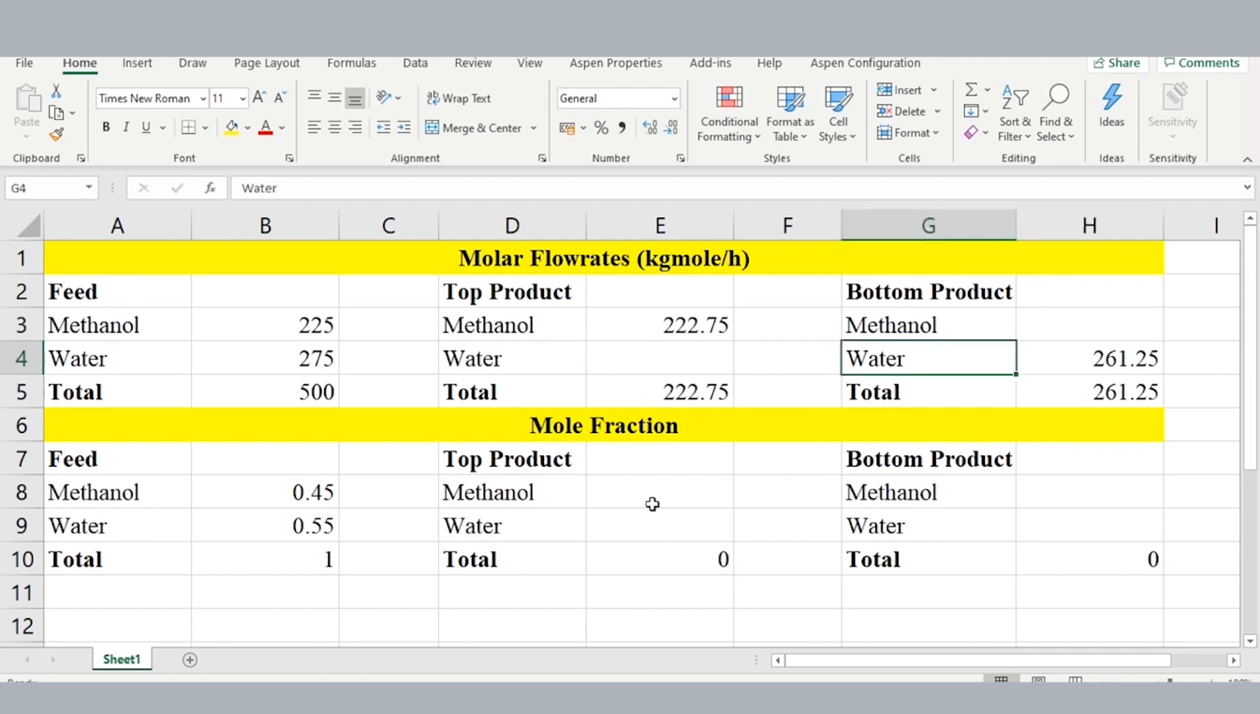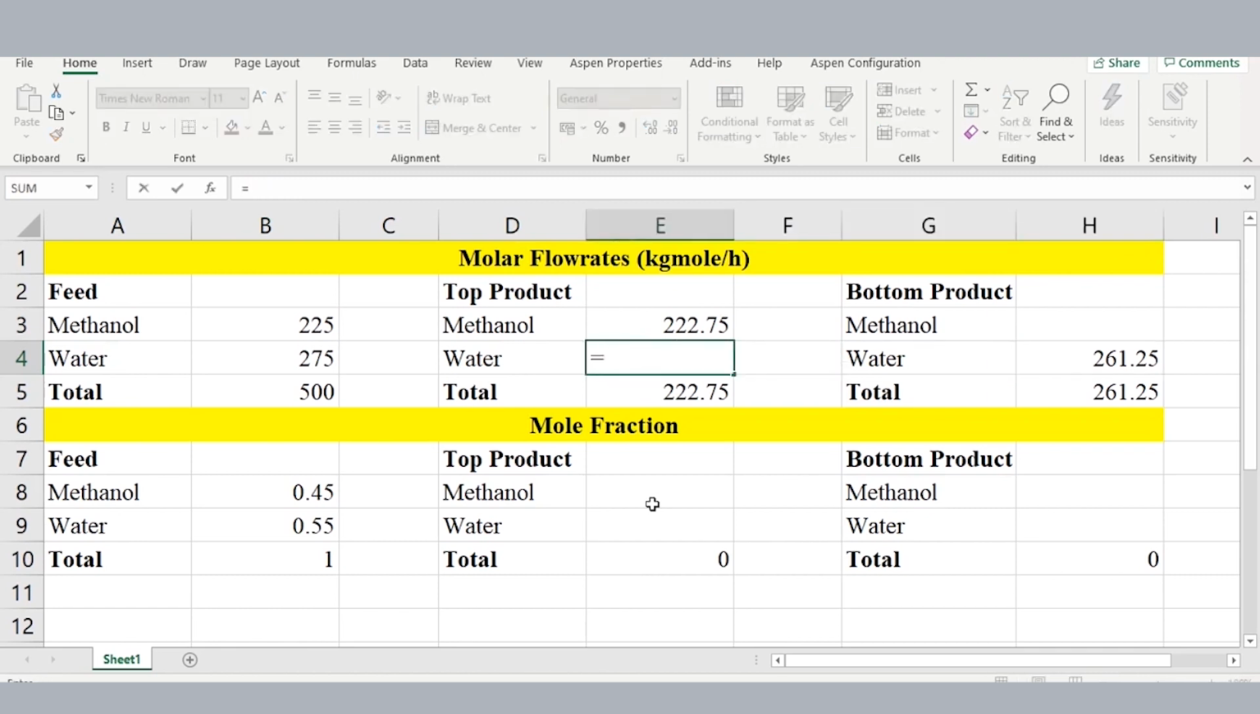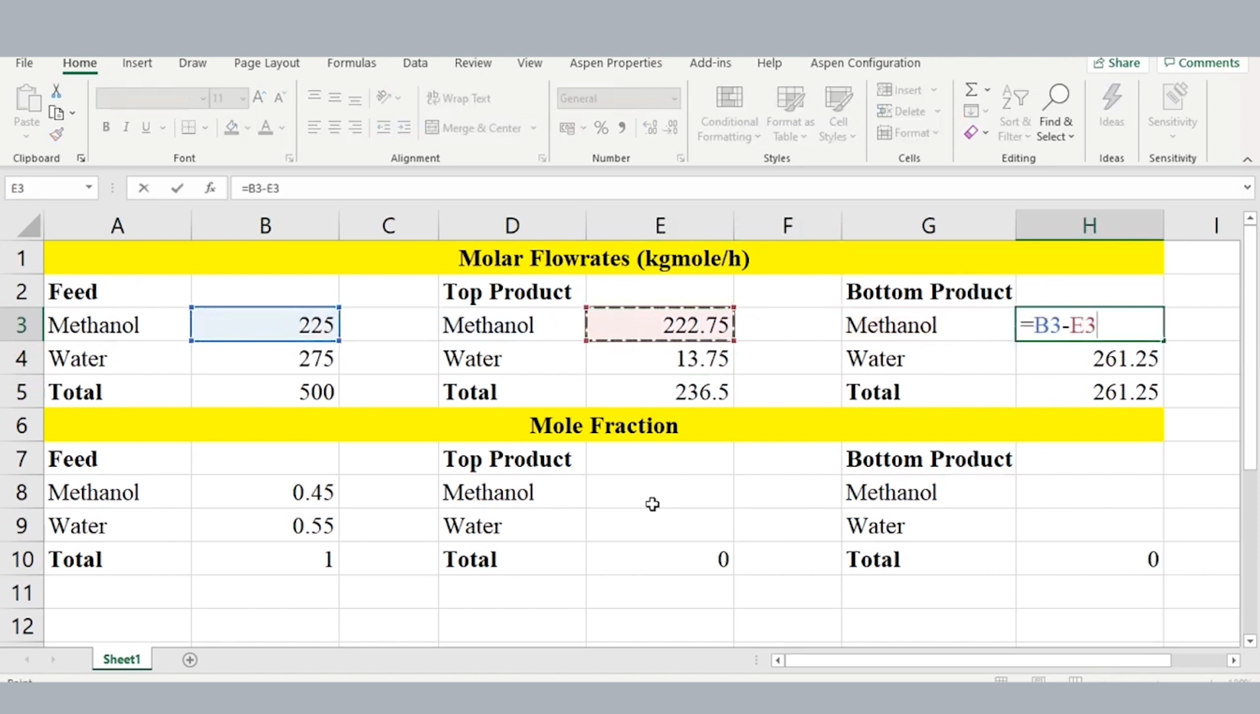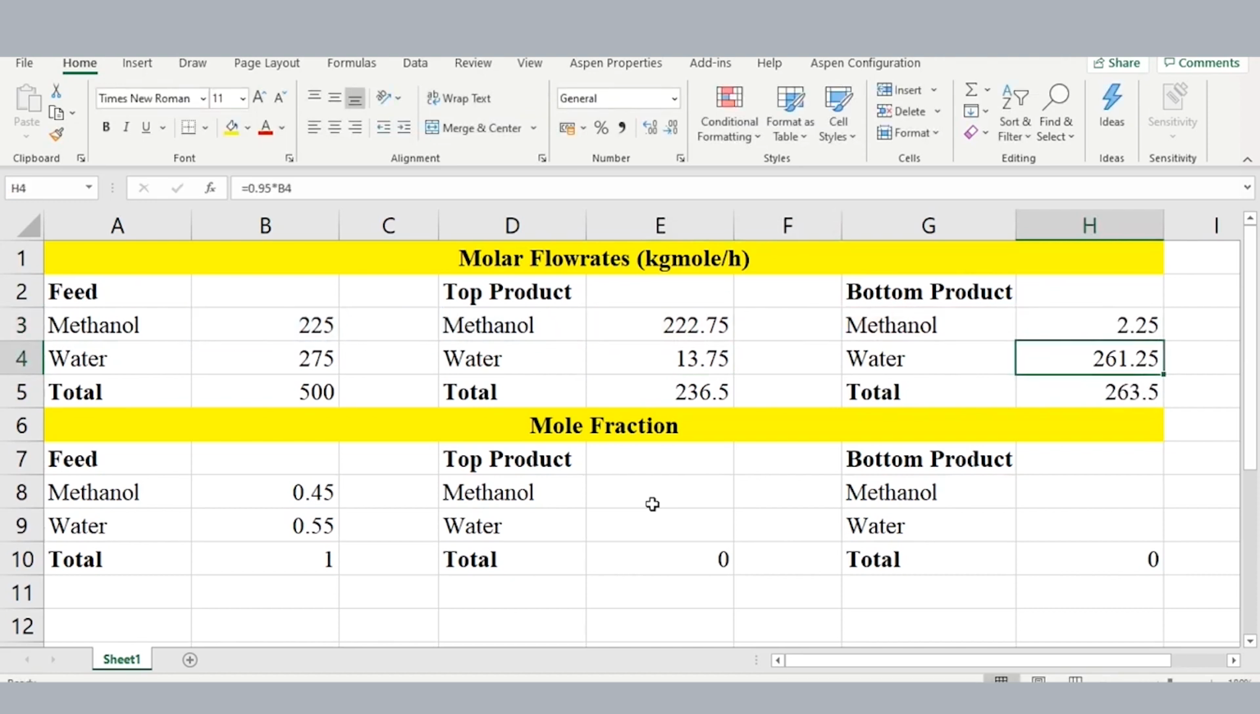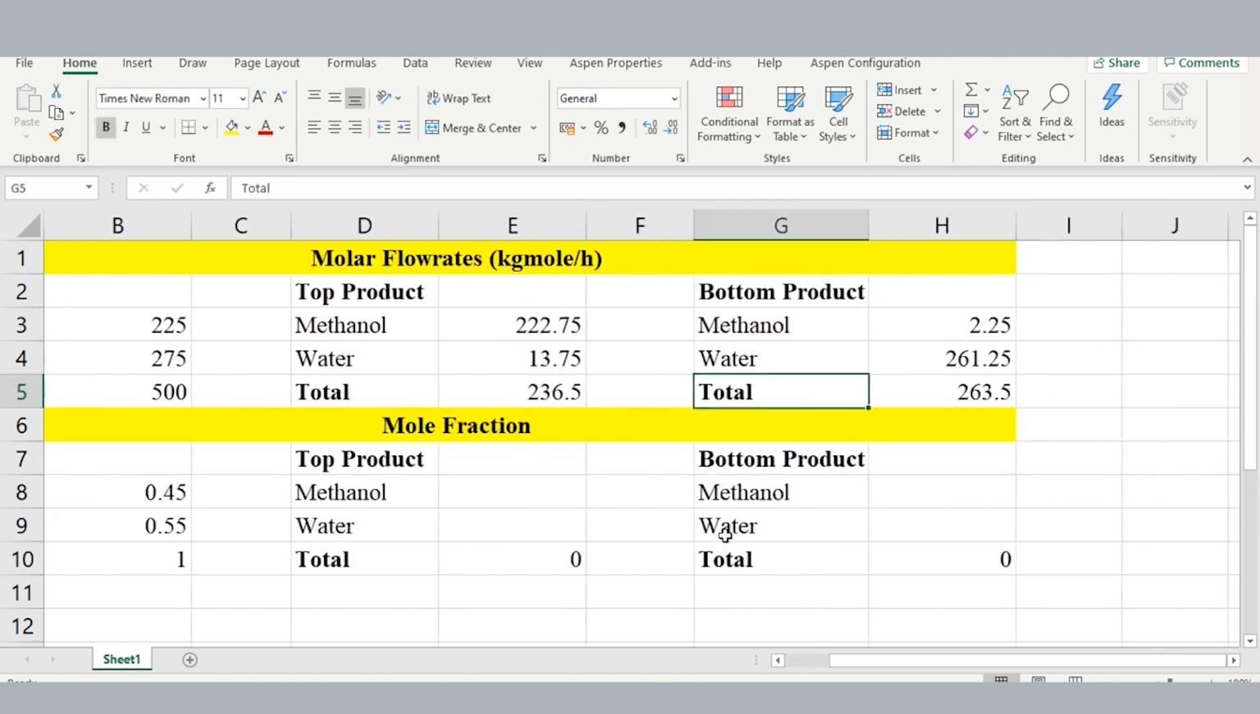It means the remaining amounts are going to the top and bottom product respectively. Means 275 minus 261.25, this amount is going to the top product. Same here for methanol, that 225 minus 222.75, 2.25 kg mole per hour is going to the bottom product. The sum of these two means 236.5 kg mole per hour is our quantity of top product, while the remaining quantity is of bottom product.